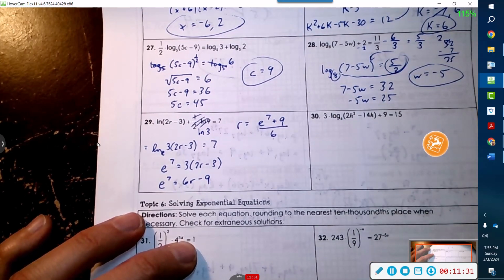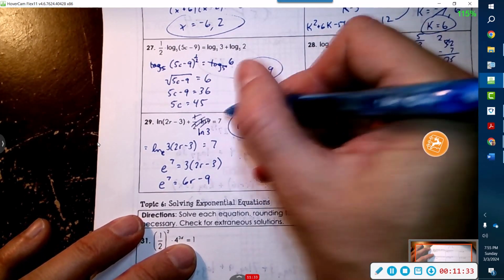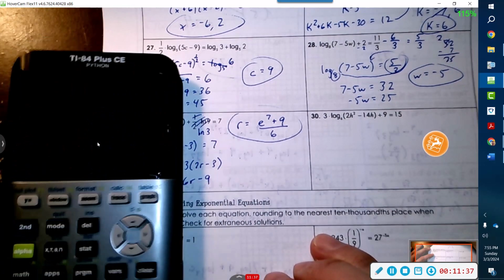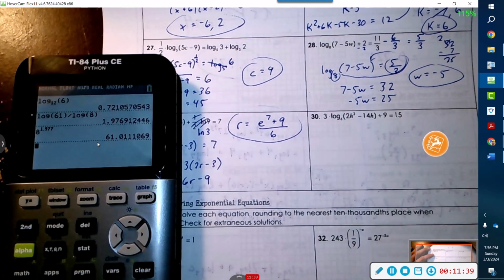Okay, so this in calculus, we would leave it like that. That is perfectly fine, but e to the 7th. Okay, let's see what that is.